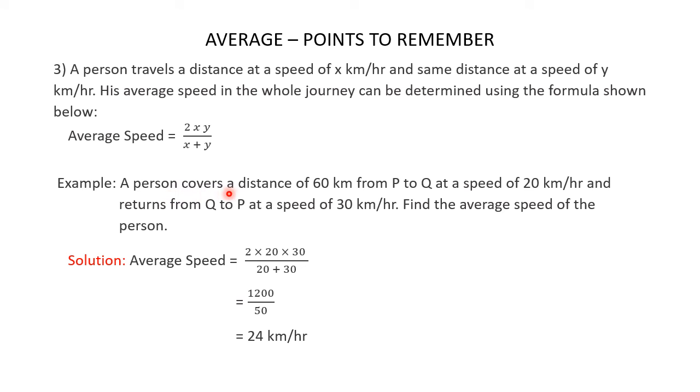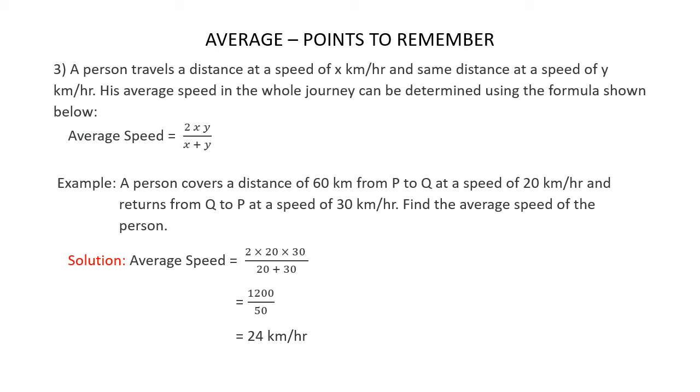A person covers a distance of 60 kilometers from P to Q at a speed of 20 kilometers per hour and returns from Q to P at a speed of 30 kilometers per hour. Find the average speed of the person. Now, here the person travels from P to Q at a speed of 20 kilometers per hour. So, x is 20, and he travels from Q to P at a speed of 30 kilometers per hour. So y is 30. Now substituting the value of x and y in this formula, you can find the average speed. So average speed is equal to 2 multiplied by 20 multiplied by 30 divided by 20 plus 30.